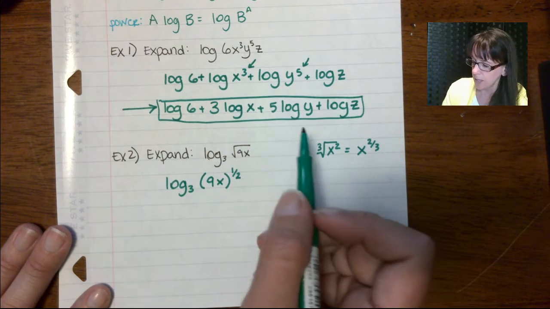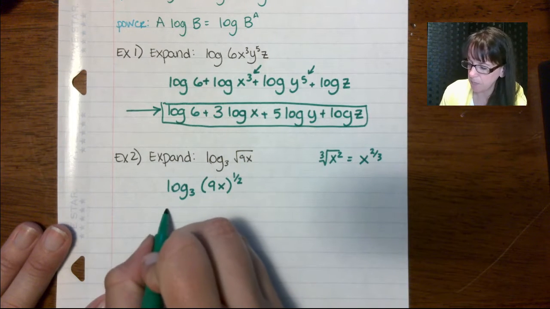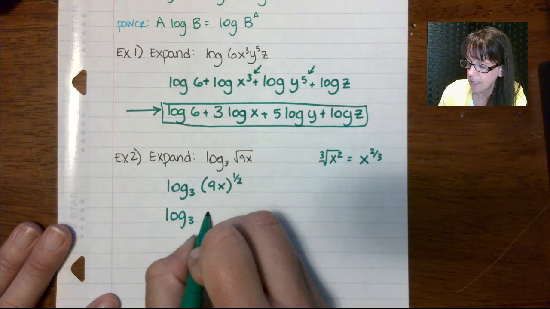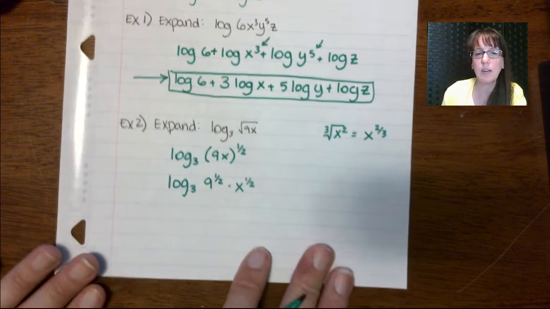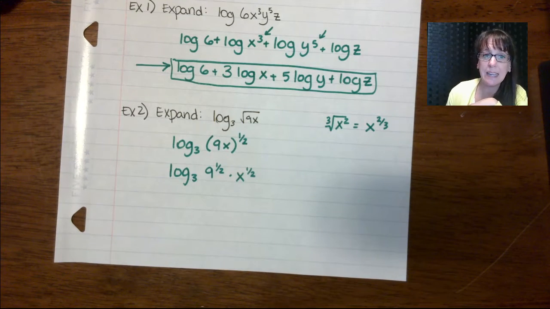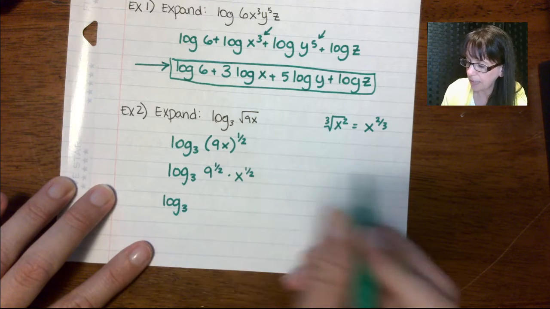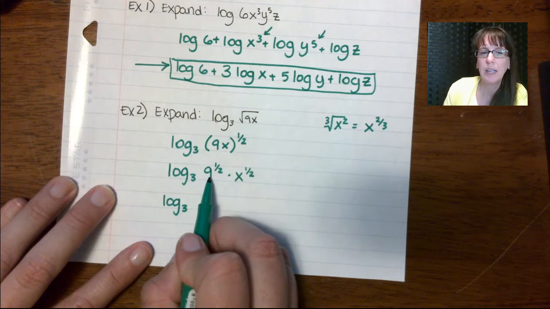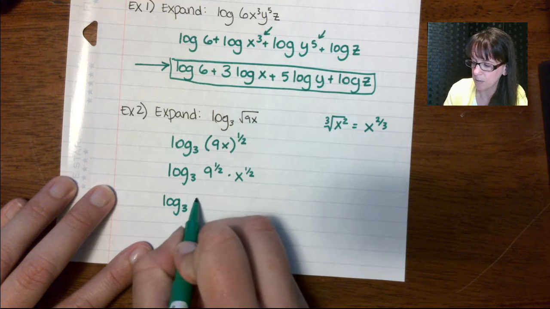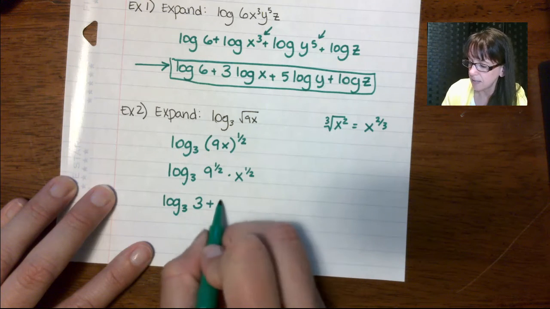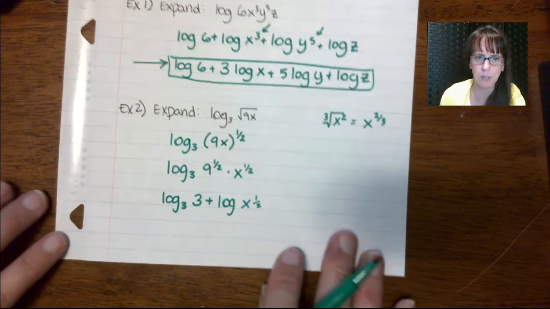Okay, so with that said, now I can distribute that 1/2 to both the 9 and the x. I think that might be helpful. So log base 3, 9 to the 1/2 times x to the 1/2. And in order to expand it out, to add a logarithm in, I have to remember multiplication means addition. So log base 3, and while I'm doing that addition, remember 9 to the 1/2 power is really just saying the square root of 9. So this right here becomes 3. Plus log x to the 1/2 power.